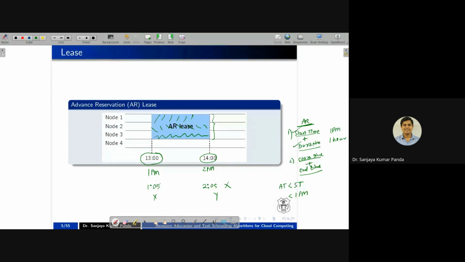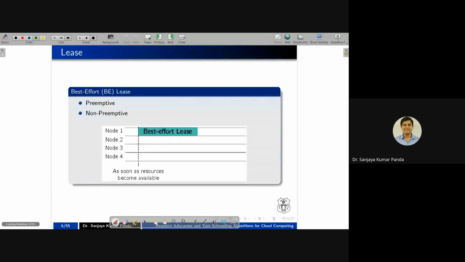Stringent is not good. You should be very flexible. So in order to avoid that, there is another type of lease called the best effort lease. In the best effort lease case, we don't have any specific start time, we don't have any specific end time. Rather, we have a duration. You have a duration.